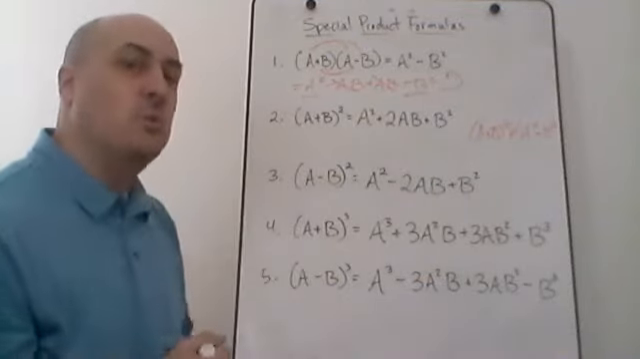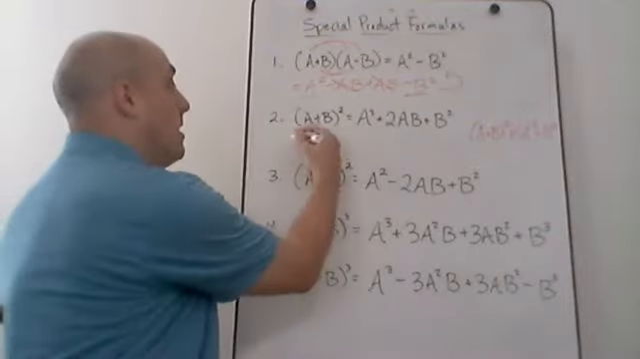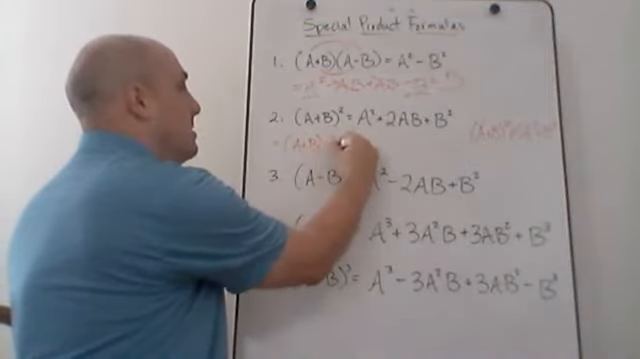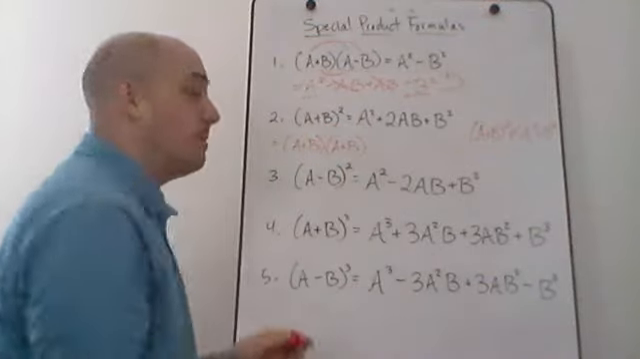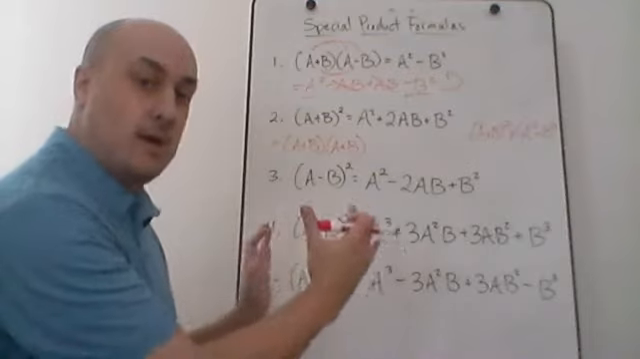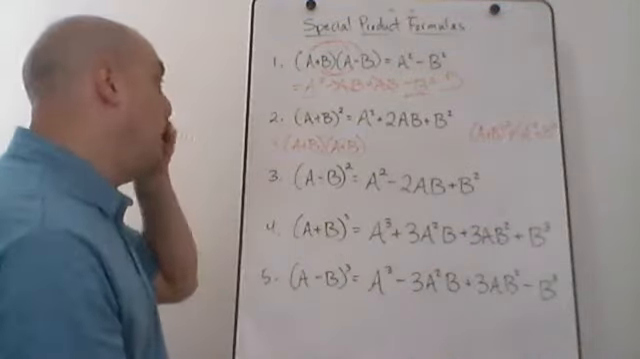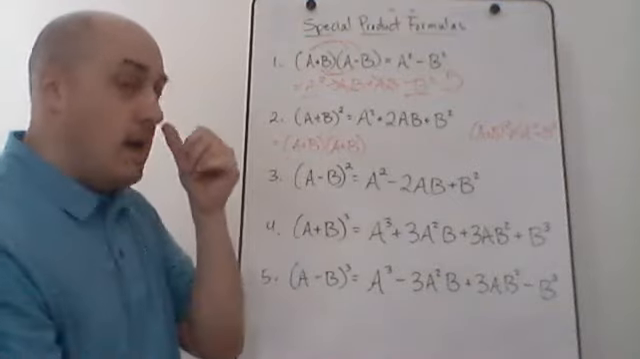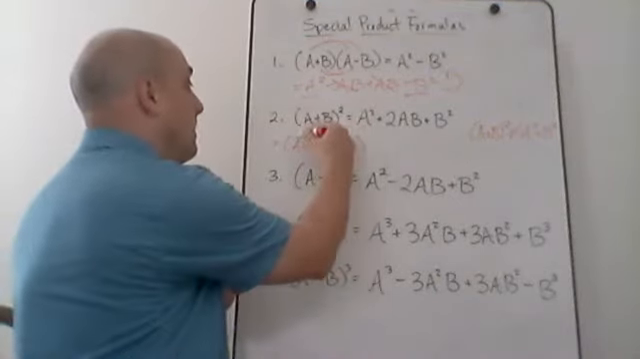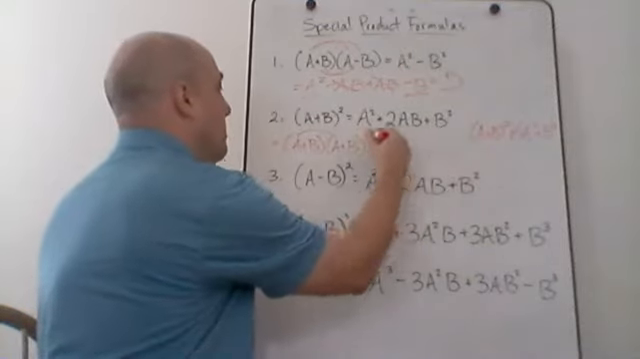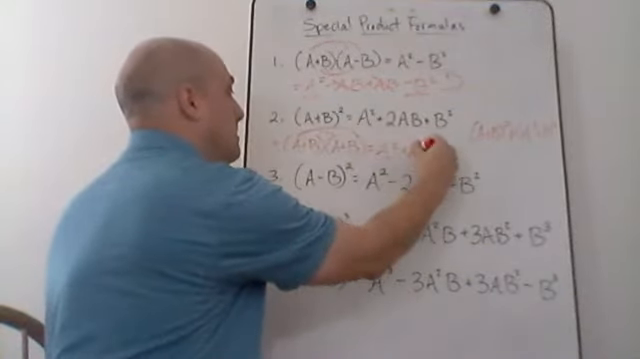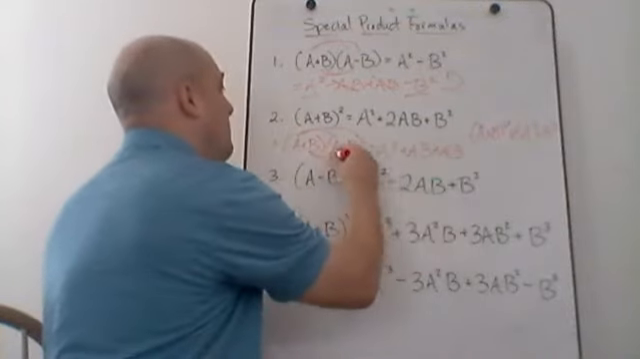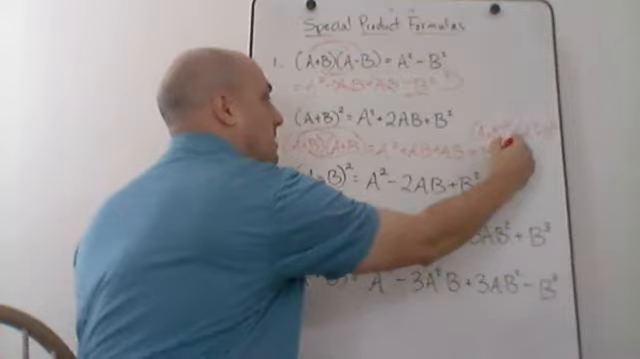Once again, I'll show you why that is. Remember, a plus b squared, when I'm squaring something, it means I'm multiplying that thing by itself. So this is a plus b times another parentheses a plus b. That entire parentheses multiplied by itself, that's what this means. And then if I multiply that out by distributing, a times a equals a squared, a times b equals ab, b times a equals another ab, and b times b equals b squared.